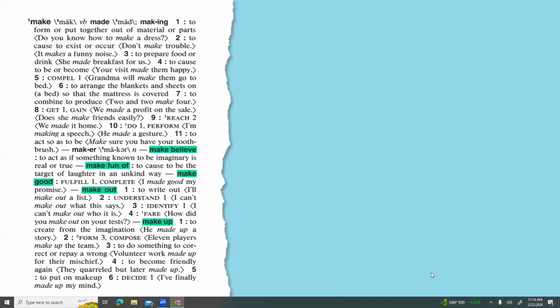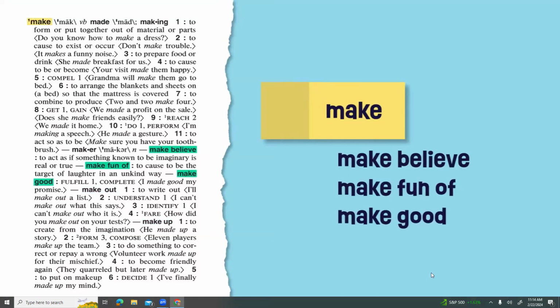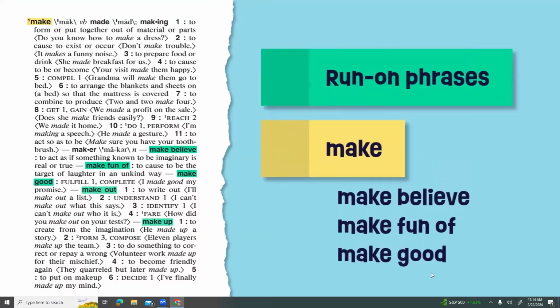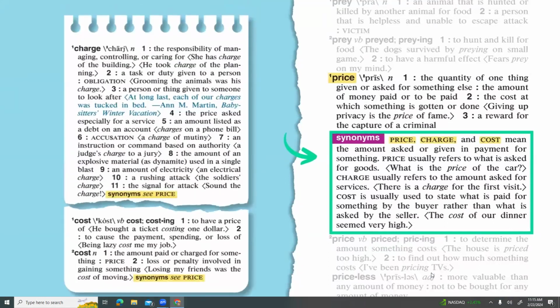Sometimes you'll find a phrase in dark, heavy type at the end of an entry. Here at make are make believe, make fun of, and make good. These are called run-on phrases. The entry's headword is the first major word for this kind of phrase, but not necessarily the first word. Some entries have a paragraph about the synonyms of the word. Price, for example, has a synonym paragraph that helps explain the differences between the words price, charge, and cost, which all share a meaning. The word synonym in dark type at the entries for charge and cost direct you to the paragraph at price.